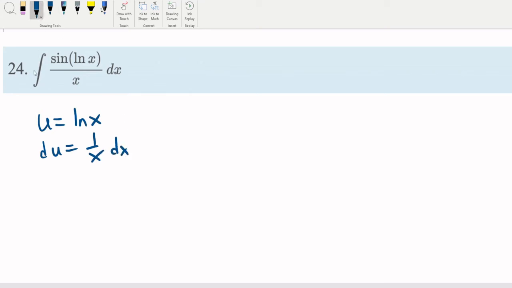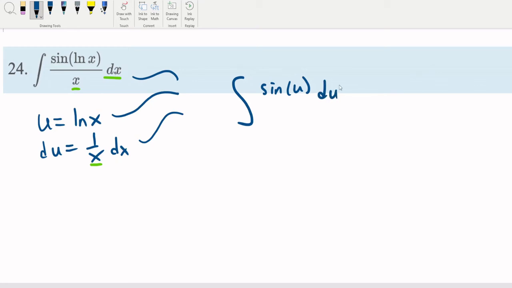Go back up here. This couldn't have worked, right? Like, look at this. Oh, dx and an x on the bottom. Okay, it worked perfectly. Let's go. Integral, right? Sine, natural log is u. x on the bottom, dx, that's just du. And look at that, that's the whole integral that's left. All right. The antiderivative of this is negative cosine u.